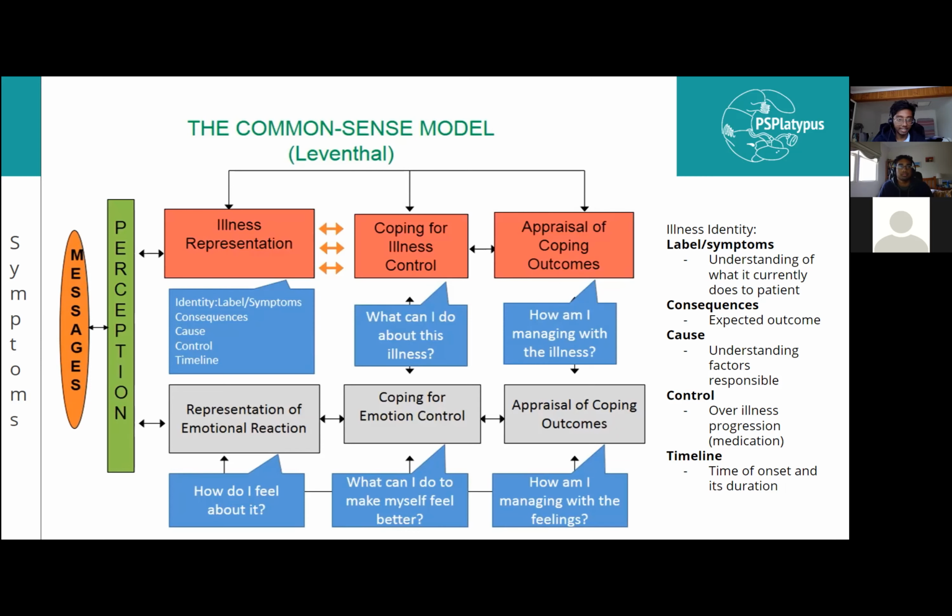And the same is reflected on the emotional side as well. So identity or understanding of emotional reaction. How do I feel about it? Then comes, what can I do to make myself feel better? Coping. Then how am I managing with making myself feel better? And that's the common sense model. Very practical problem solving attitude.